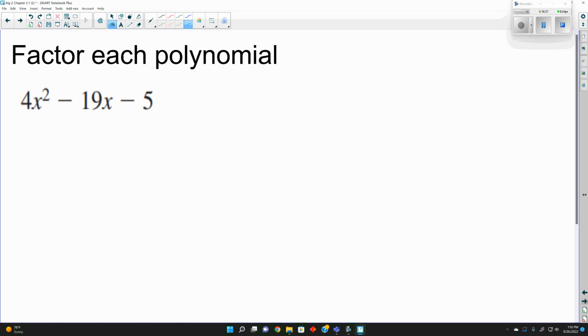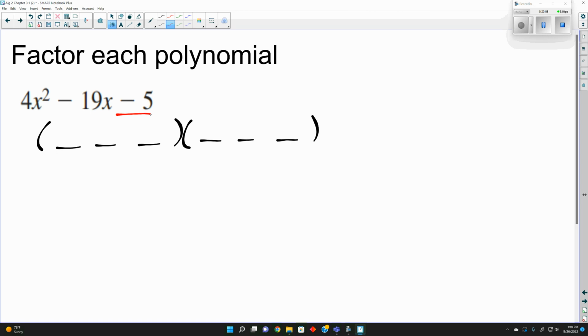Do you feel pretty comfortable with these? So we can look at this one here. Is there a greatest common factor between these 3 here? No. So we start off with 2 sets of parentheses with 3 spaces. If the third term is positive, the signs are the same and they match the sign of the middle term. If the third term is negative, the signs are opposite. So the third term is negative. So the signs are?